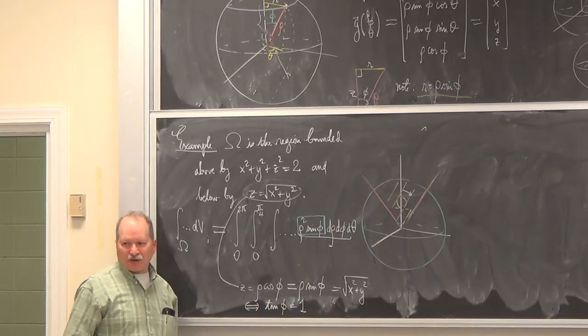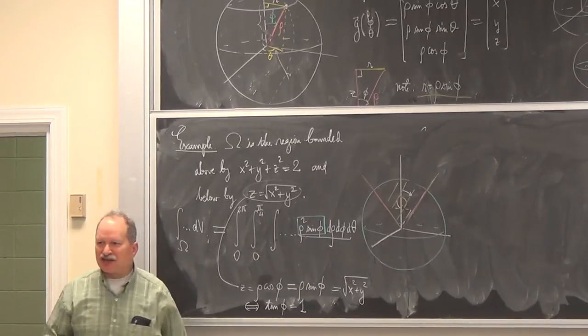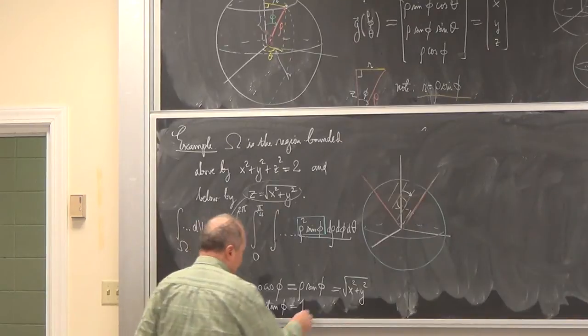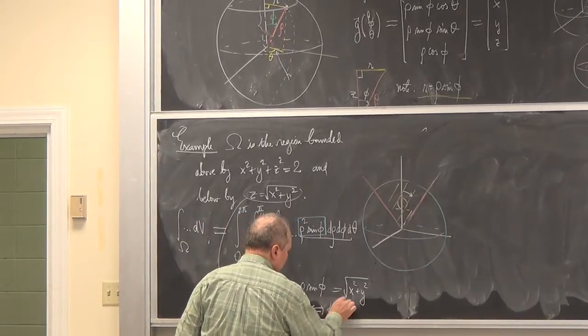Which is pi over 4, right? So if you don't have any geometric intuition at all, you can still do it algebraically. I'm not encouraging that, but I am saying you can do it.